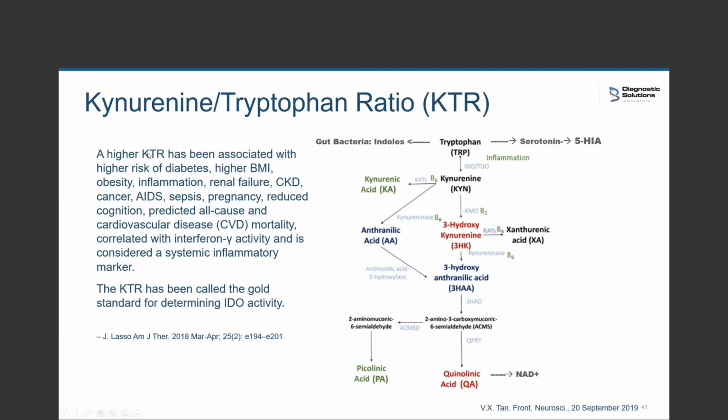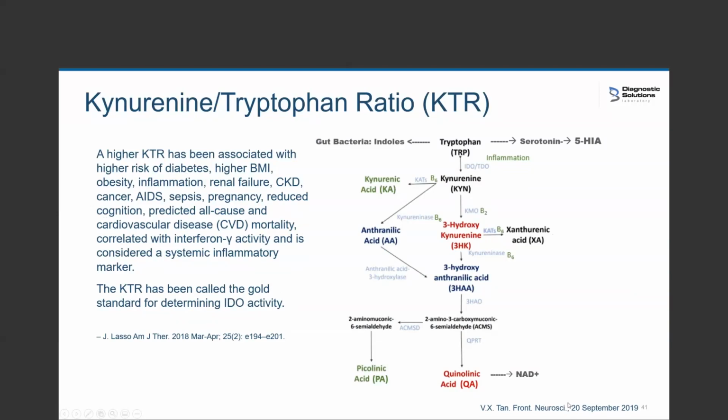So a high KTR ratio has been associated with a higher risk of diabetes, higher BMI, obesity, inflammation, AIDS, cancer, sorry, the pregnancy's on this, all-cause mortality from cardiovascular disease, and it's correlated with interferon gamma activity. And the KTR ratio has been called the gold standard of determining IDO activity. So it's something to look at.